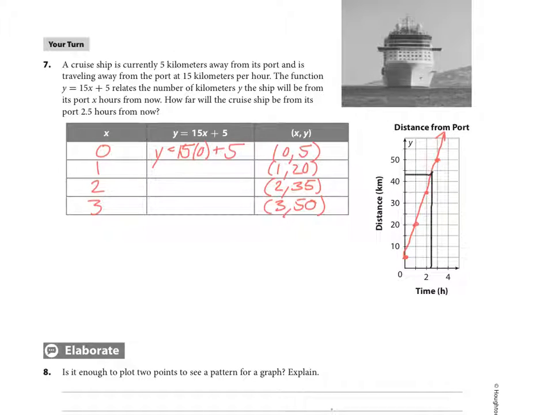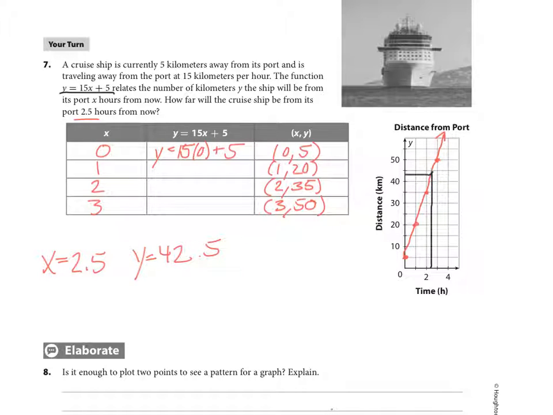Then it asked me to determine how far it would be 2.5 hours from now. So I went to 2.5. I drew my vertical line till it got to the function, drew a horizontal line across, and I see it somewhere between 40 and 45. Now technically, again, if you go on the calculator and you put the function in the calculator under y equals and go to your table and put it on independent on ask and put in 2.5, you can get the exact value, which in this case, for this particular problem, when x is 2.5, y is actually 42.5.